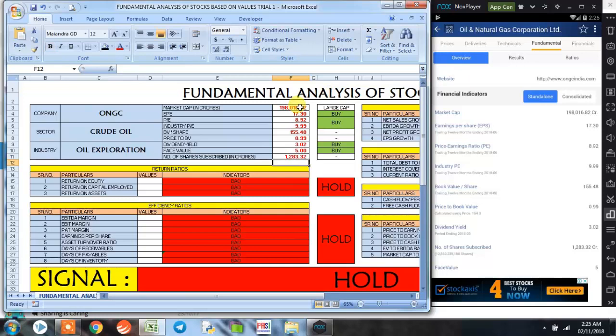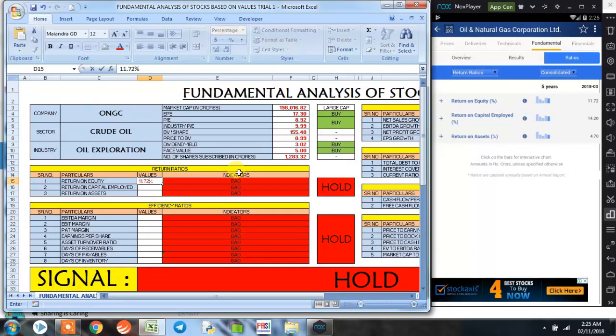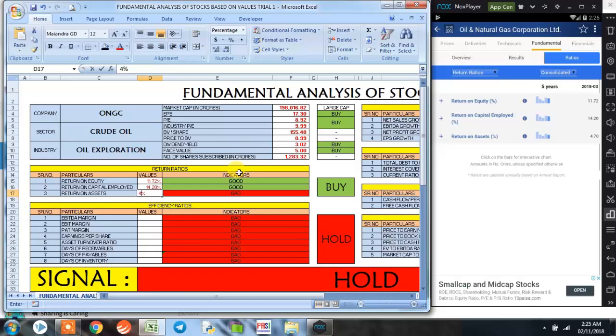Now in terms of financial indicators, it has given us a signal to buy this stock at this point of time. Now coming on to return ratio, for that click on ratios tab. We could see the return ratio. The first is return on equity, which is 11.72. Return on capital employed is 14.20. Return on asset is 4.70. So overall a buy signal in terms of return ratio.